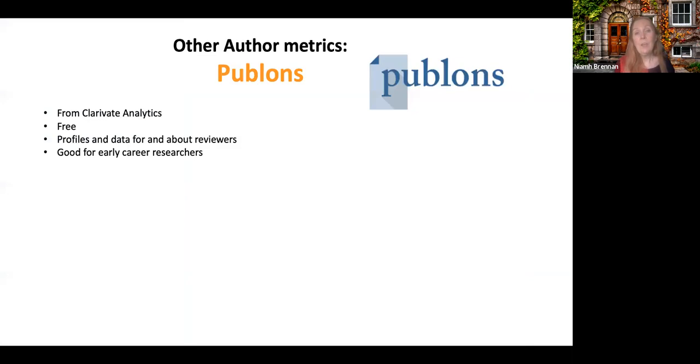So other author metrics that are worth taking a look at are Publons, for example, which you know about, which is a free tool from Clarivate Analytics and provides profiles and data for and about researchers. It's great for early career researchers, as are altmetrics. So we'll be looking at those now. These are not traditional metrics. These are non-traditional metrics, but they're starting to come in. So just as research evaluation is being challenged in many ways, new metrics are coming in to not really replace bibliometrics as yet, but to complement them in many ways.